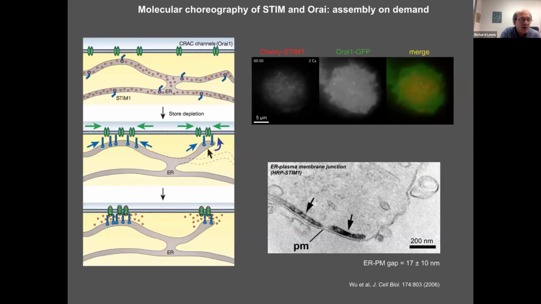So the way in which STIM and ORAI interact is really quite unusual for an ion channel activation mechanism, in that both proteins are highly mobile in the resting state. In resting cells with full ER calcium stores, STIM1 dimers are in an inactive conformation, diffusing freely throughout the ER. ORAI1 hexamers, comprising the CRAC channels, are also diffusing in the plasma membrane.